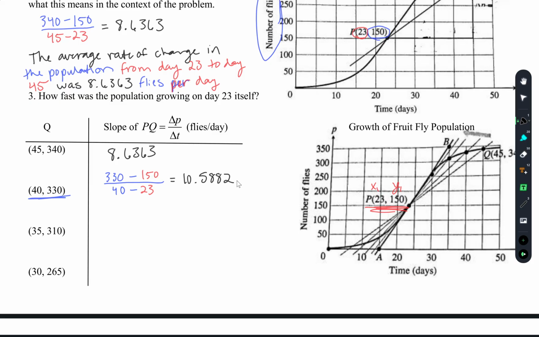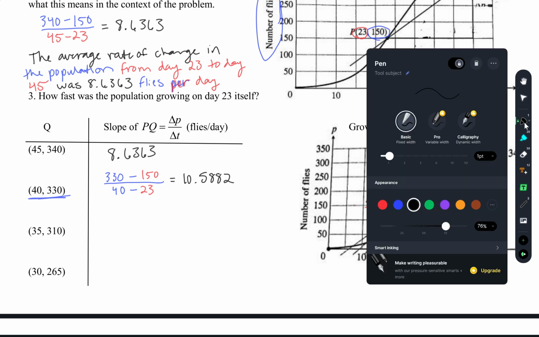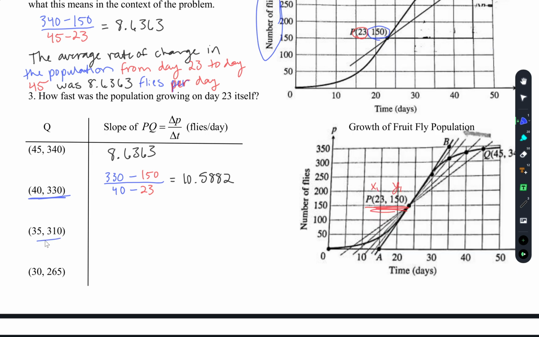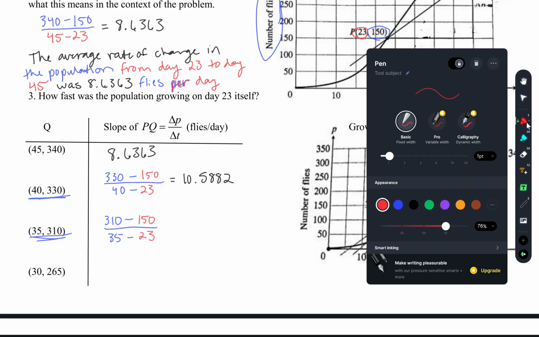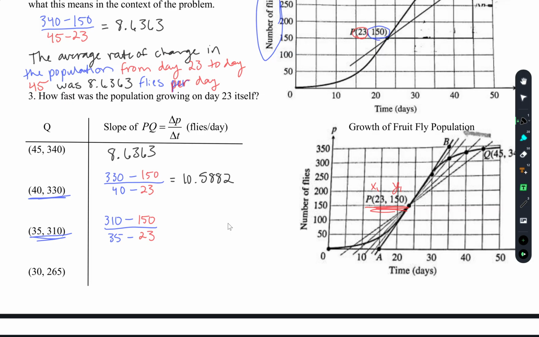Okay, so we did it a little closer. Now we're going to keep going. And it's trying to get you, which I don't know if you remember this from last year, to see how, as you get closer, you're getting a better approximation for how fast the population was growing. So sometimes this is your default method because you're only given data, like you're only recording things.